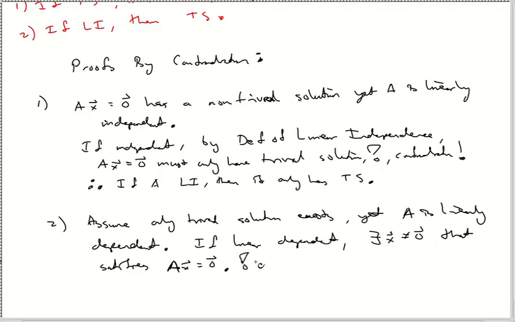Whoa, hold on. Contradiction. Because if you remember, it's the only trivial solution that exists. I'm saying there's a non-trivial solution that exists. Contradiction. Therefore, AX equals 0 only has the trivial solution, then my A is linearly independent.